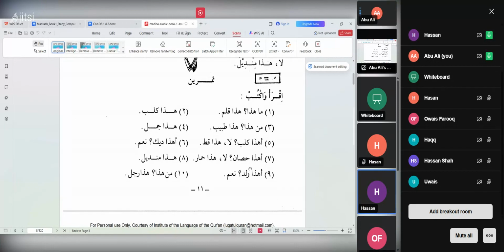No, to the left. I'm having a hard time with the handwriting. هذا منديل. صح. هذا منديل. Yes. Okay. Sentence 9.